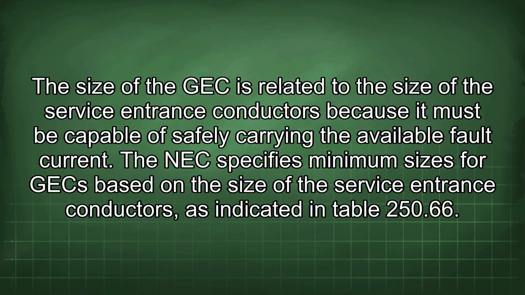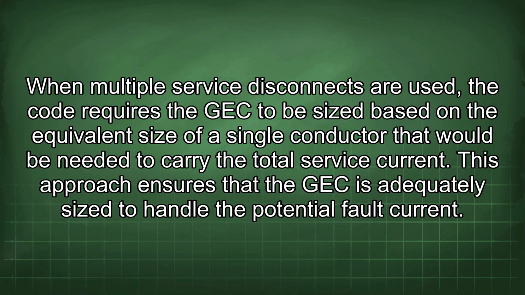The size of the GEC is related to the size of the service entrance conductors because it must be capable of safely carrying the available fault current. The NEC specifies minimum sizes for GEC based on the size of the service entrance conductors, as indicated in table 250.66. When multiple service disconnects are used, the code requires the GEC to be sized based on the equivalent size of a single conductor that would be needed to carry the total service current.